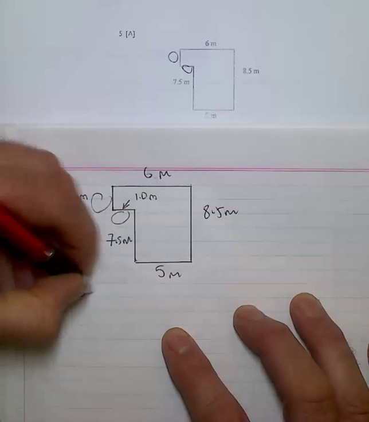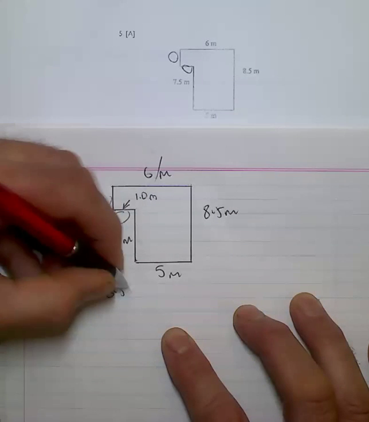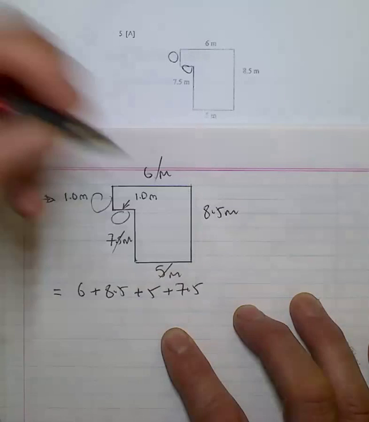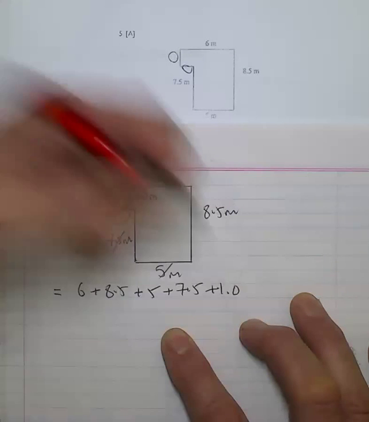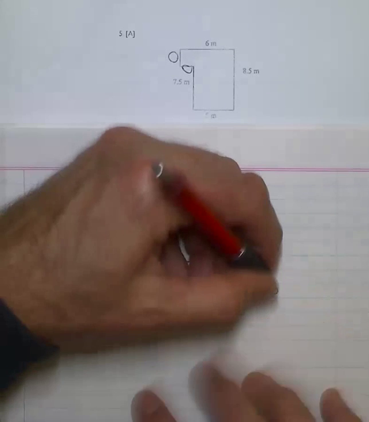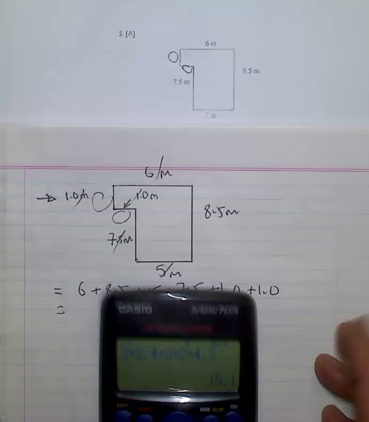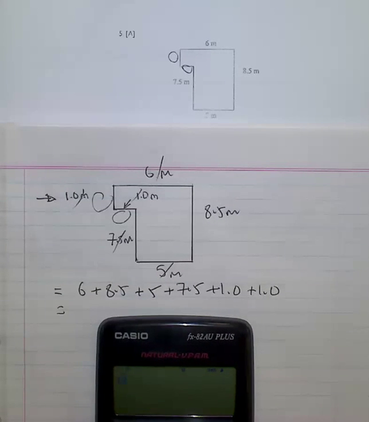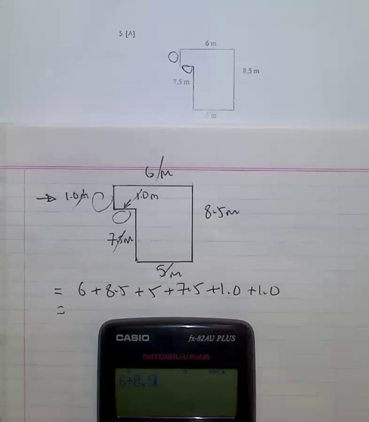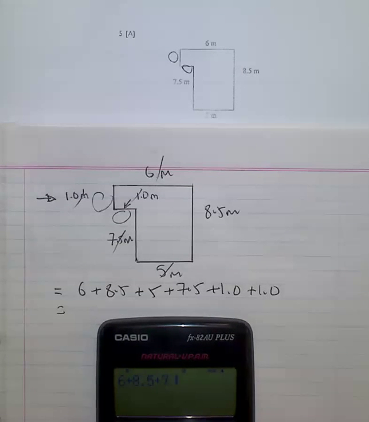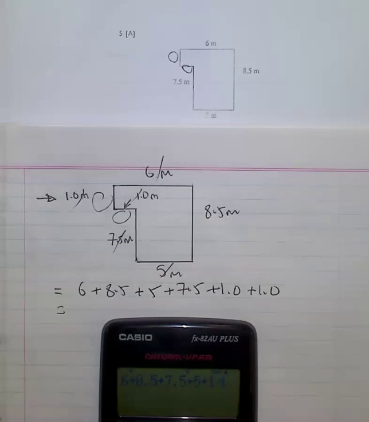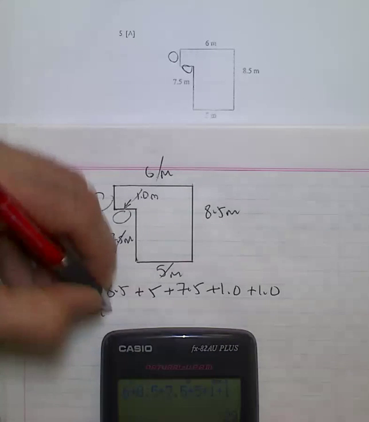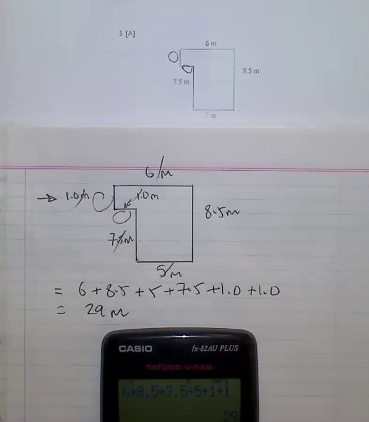So 6 plus 8.5 plus 5 plus the 7.5 plus the 1 plus the 1. And yes, I'm going to do it in the calculator. That way I make sure I've got my 6 side lengths. That gives me a total of 29 metres of perimeter.